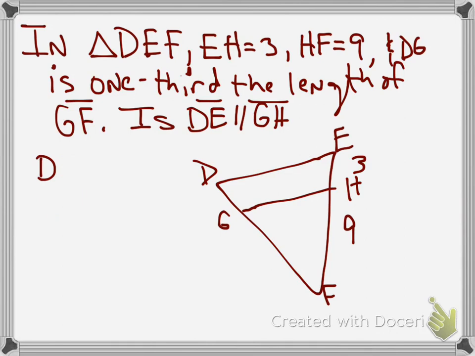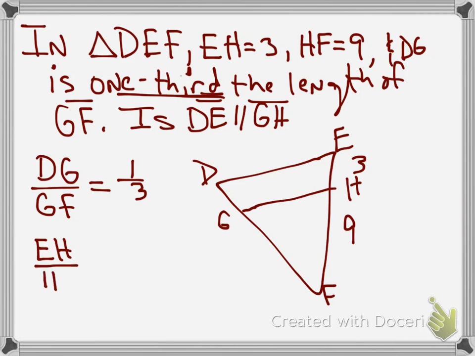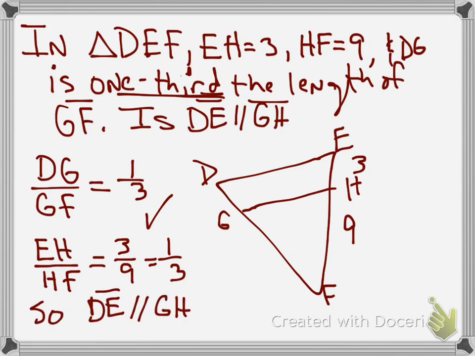First off, what I always do is try to make sure I write out everything that they give me. So they told me EH is 3, HF is 9. They also tell you that DG and GF have a relationship between them. DG to GF is 1/3. So notice how I did that. They mentioned DG, GF, and I said 1/3, change that to a fraction. So the theory is this, that if I take EH and HF and set up that little proportion, that ratio, if that simplifies to 1/3, which it does, then I know that the two lines are parallel. If it didn't simplify to 1/3, then the lines wouldn't have been parallel. Easy peasy, right?